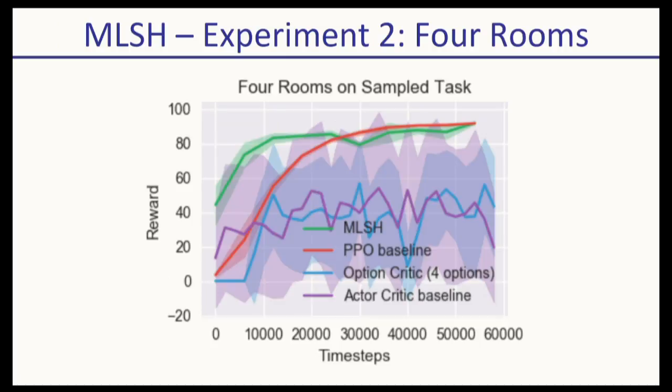This is the 4 rooms task. I don't have a picture of the 4 rooms task, but it's a bit like a house with 4 rooms. It's a standard hierarchical reinforcement learning challenge task. And so we use this task to compare with option critic, which is a very standard hierarchical reinforcement learning algorithm. And we see that option critic doesn't do nearly as well as this meta-learning approach to hierarchy.